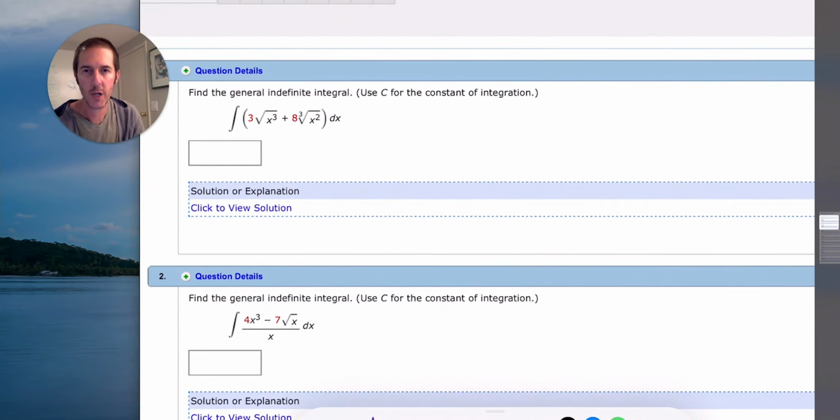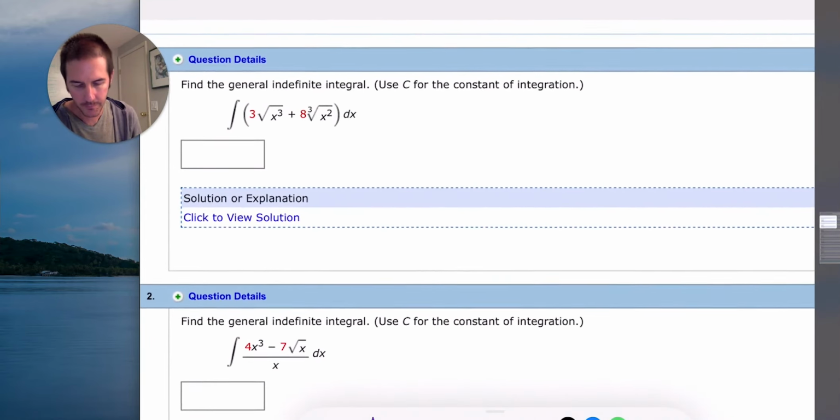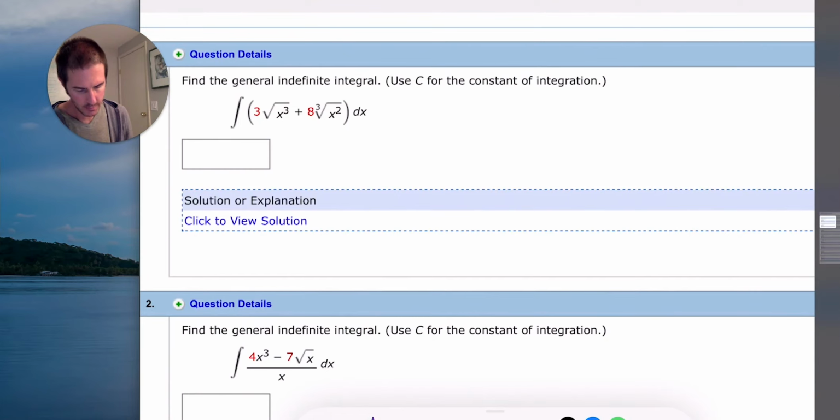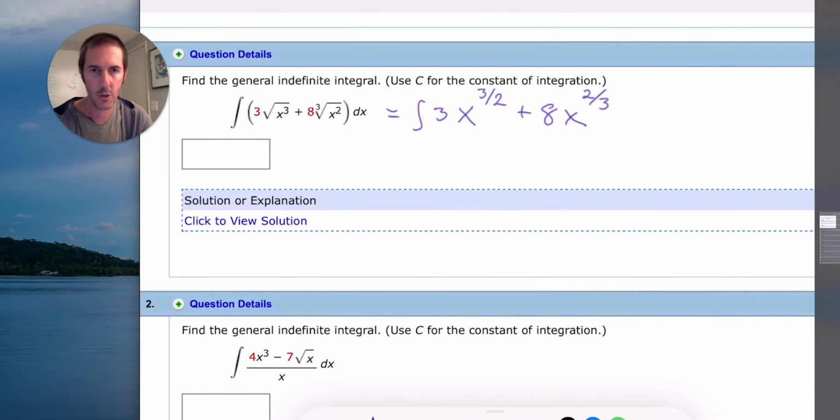So here we're finding a general indefinite integral. You've done these already in previous assignments. Let's use this one. First step that I would recommend, I'm not going to work this one all the way out. This is not complicated. What you're really integrating here is 3 times, and then I'm going to rewrite this radical expression using entirely exponential notation. So this is really x to the 3/2 power plus 8 times x to the, we're squaring it and we're cube rooting it, so it's the 2/3 power.